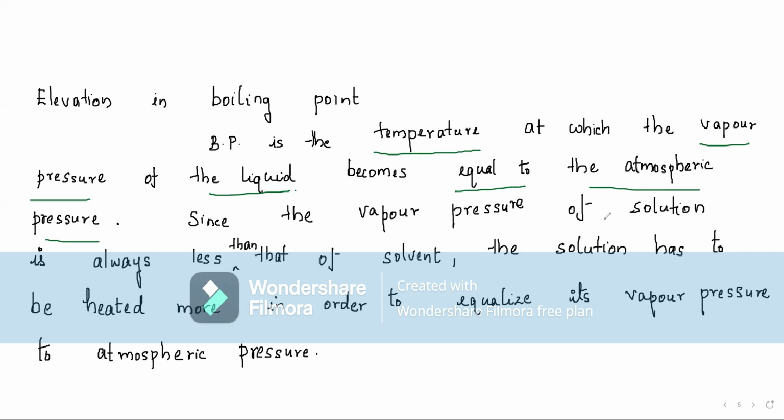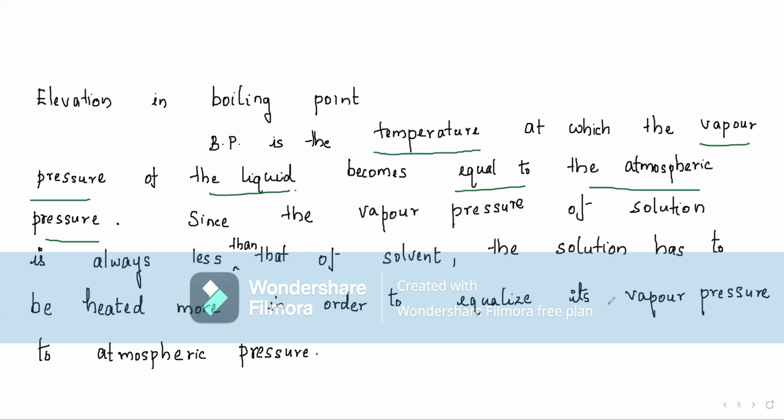Now, the vapor pressure of a solution is always less than that of the solvent. Read this again: the vapor pressure of a solution is always less than the vapor pressure of solvent. So what will happen? The boiling point of the solution will be higher than the boiling point of the solvent.